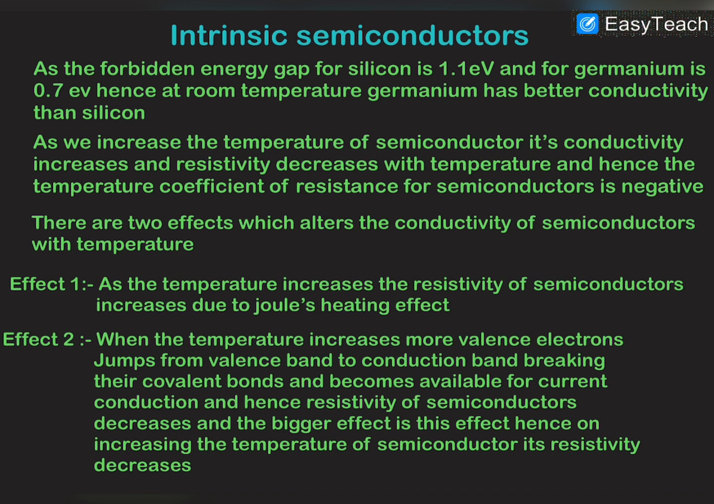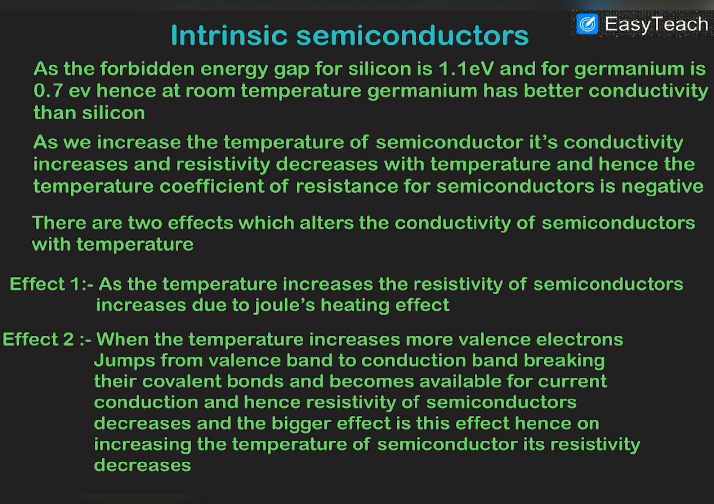This we have already discussed in the previous video, but again let me remind you that there are two effects in the semiconductor on increasing the temperature. The first one is the Joule's heating effect, in which when we increase the temperature, electrons gain a sufficient amount of kinetic energy and run here and there, due to which their collisions become more frequent and they start to lose their kinetic energy frequently, and they experience some hindrance in the motion, and that is called the resistance of the conductor.